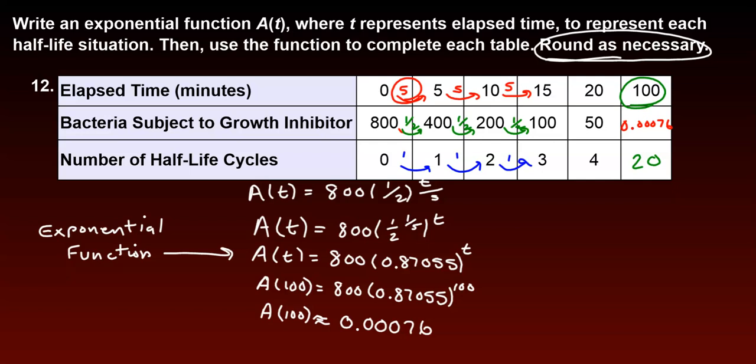And with that, that's how we write exponential functions, where t represents time, to represent each half-life situation.